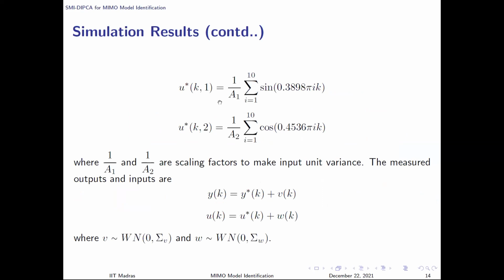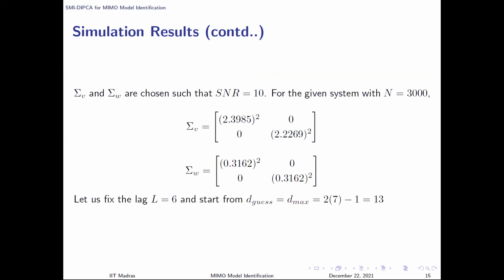So the input was a sum of sinusoids that were defined in this manner for both input 1 and input 2. And these A1 and A2 are scaling factors to make the input unit variance. Whatever was defined in the earlier work, we just followed it. Then we generated noise, added it to the true values to get the measured values of Y and U. So this is what we did in order to simulate the data.